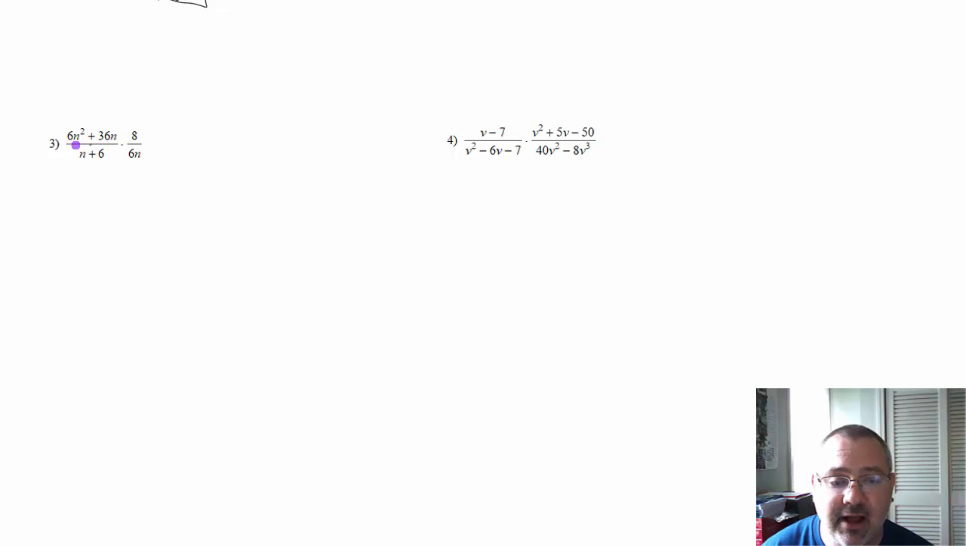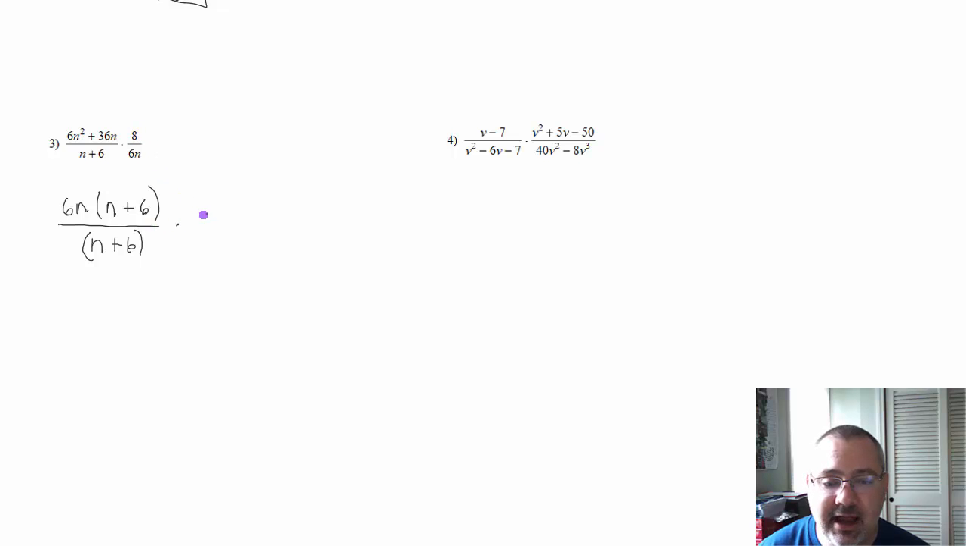So I see a common factor of 6n that we can factor out. So 6n, what times 6n gives us 6n squared? Just n, plus, what times 6n gives you 36n? 6. So we took out a common factor of 6n. The bottom has no common factors, so that's just n plus 6. I like to always put my groups in parentheses to remember that all of it goes together.